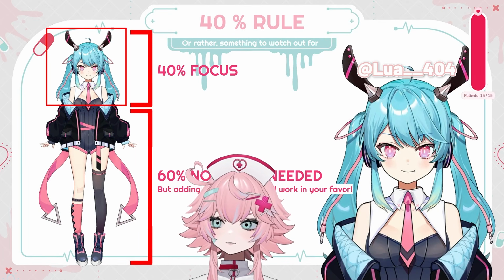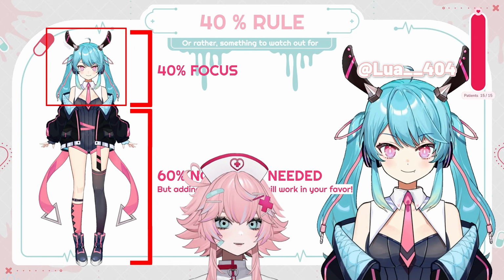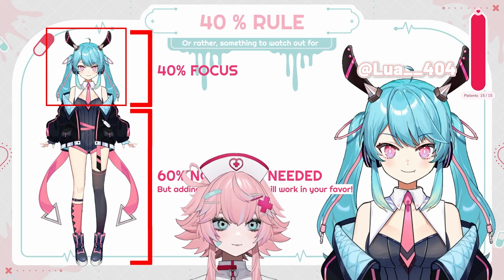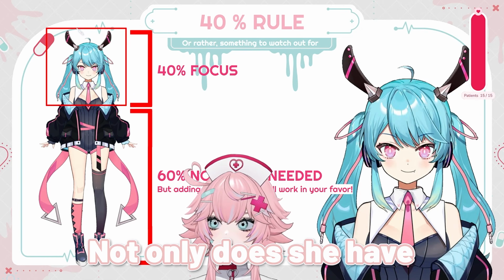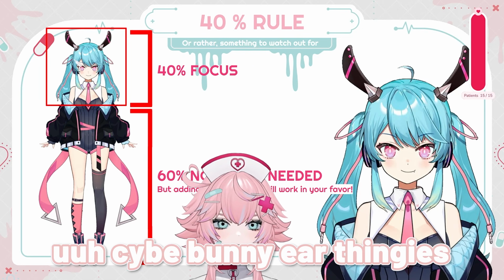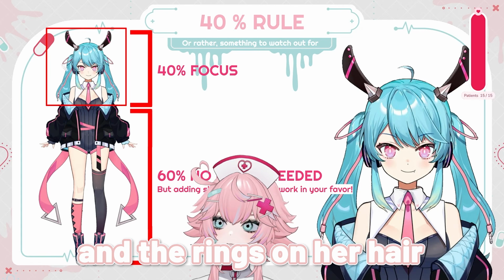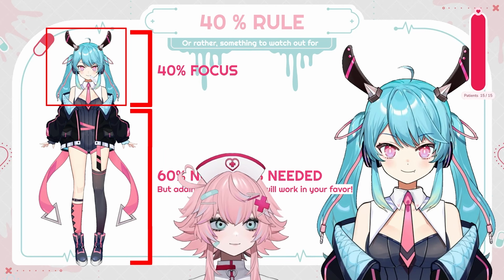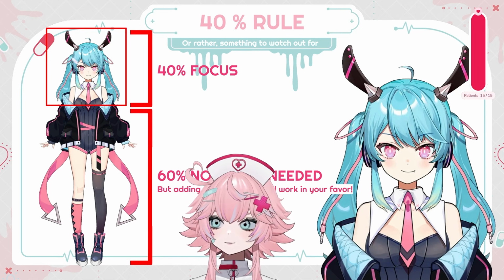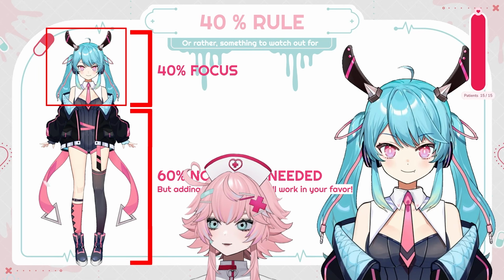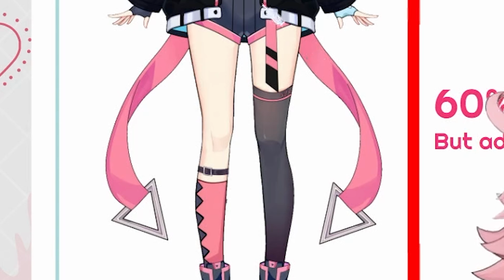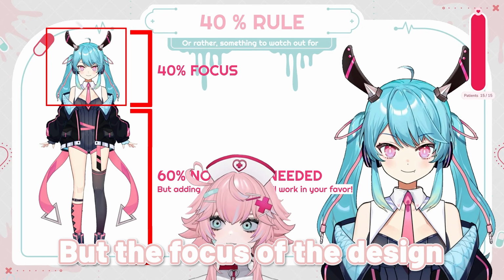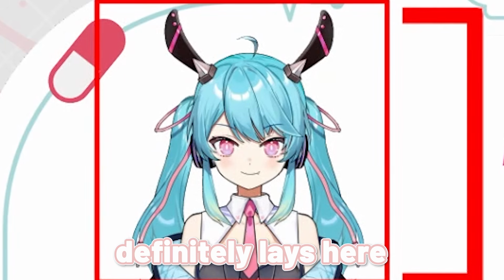So, you see this VTuber here? She has a very recognizable silhouette. She would definitely pass the silhouette test as well, because not only does she have these cyber bunny ear thingies and the rings on her hair, she also has the cables. So that definitely works very well as a recognizable silhouette. And she also has these things that are coming off from her jacket, which makes her overall silhouette very recognizable. But the focus of the design definitely lies here.